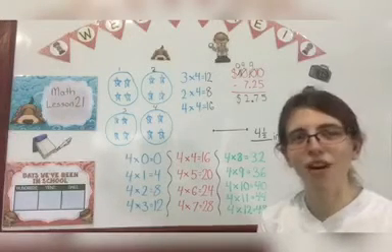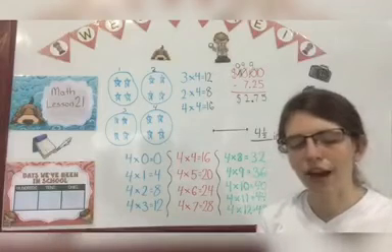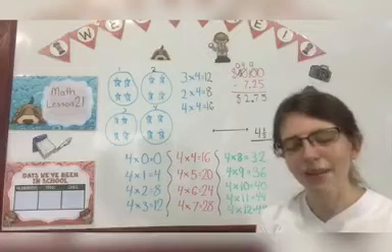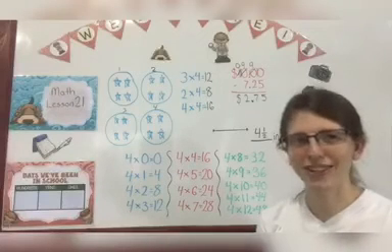Number 7, draw lines to match. So you have the name of a shape and its description. You need to match them. And number 8, write the answers to those measures. Okay?